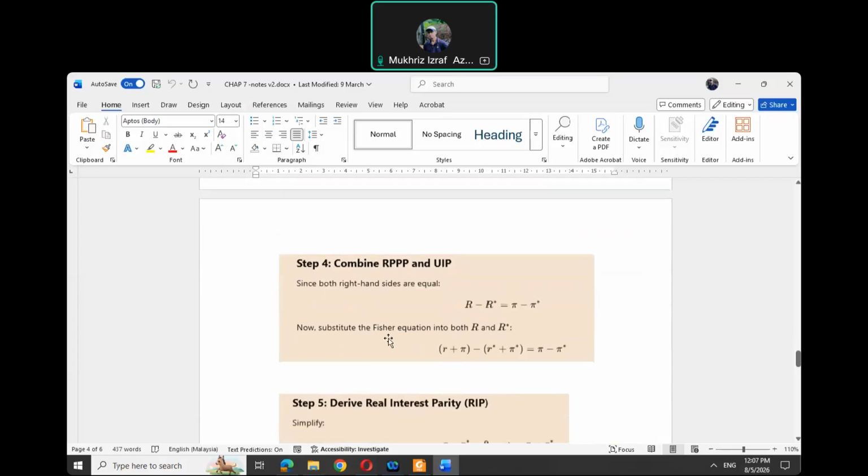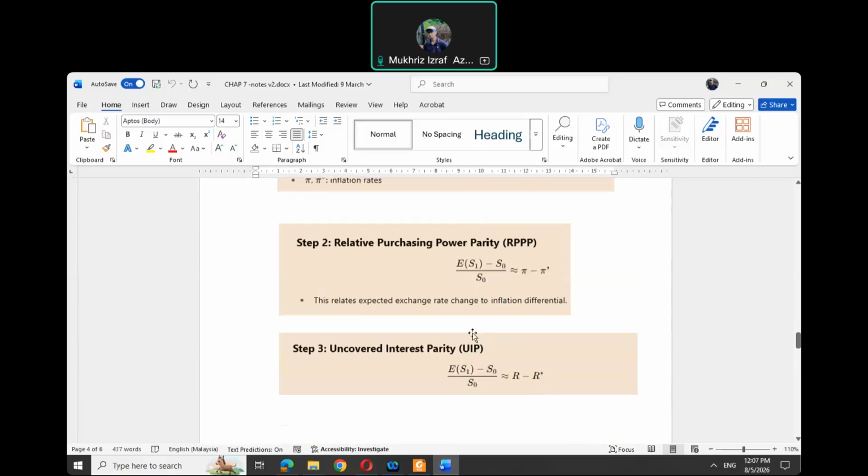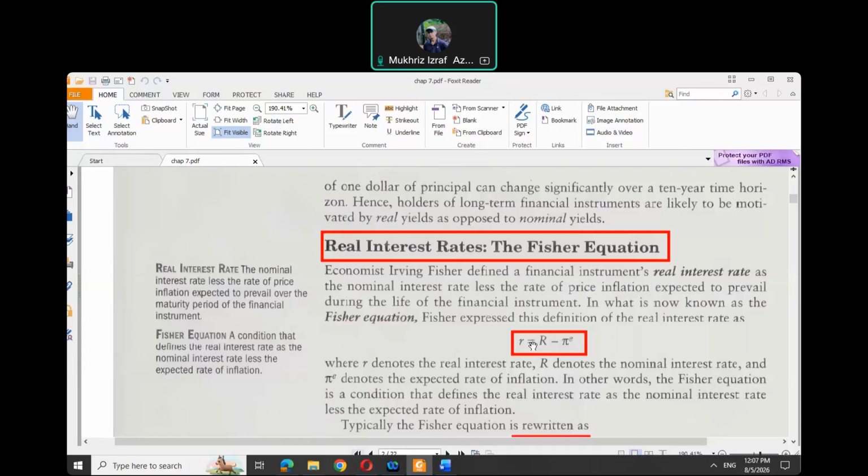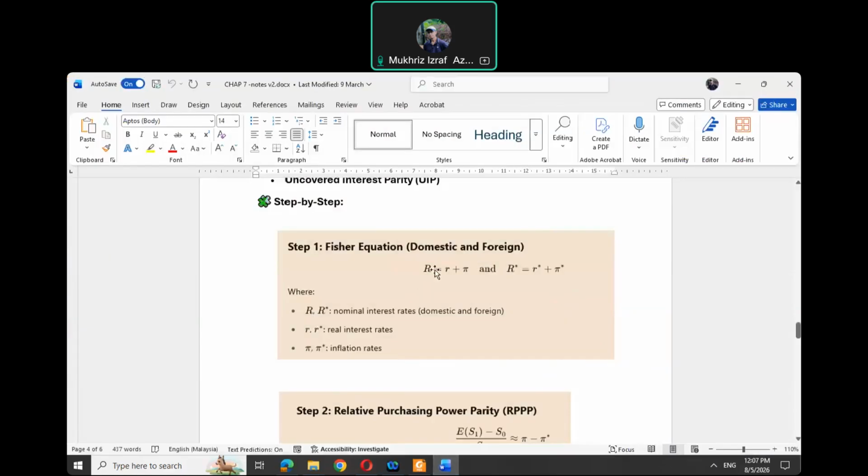Okay. Now substitute the Fisher equation into both R and R star. So we know what R and R star are from the Fisher equation. Originally we start from this and we bring the left to the right, right to the left. And then we end up with this one, which is the Fisher equation.